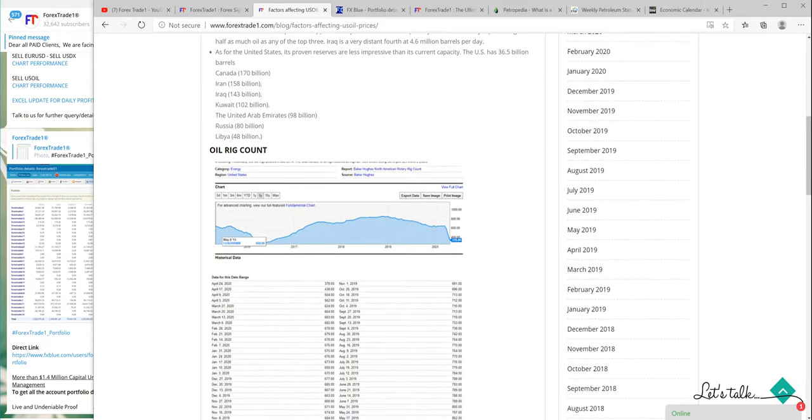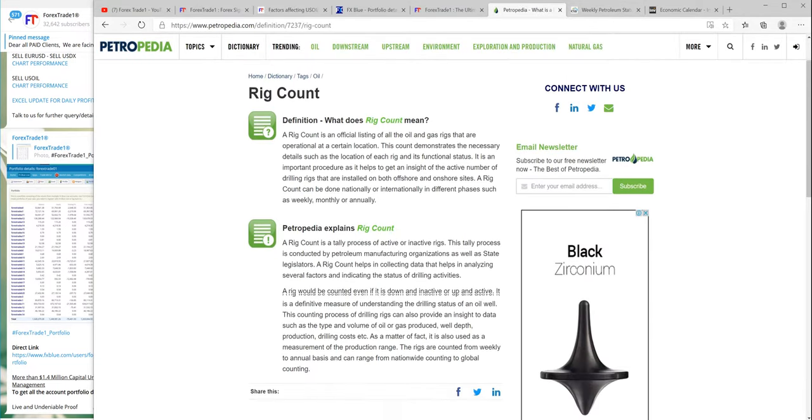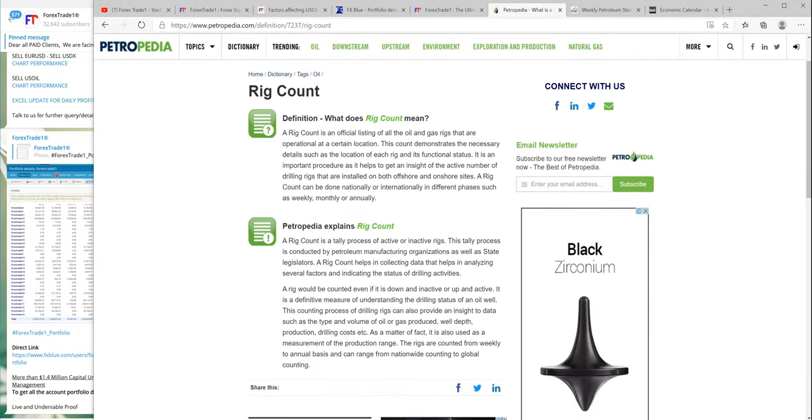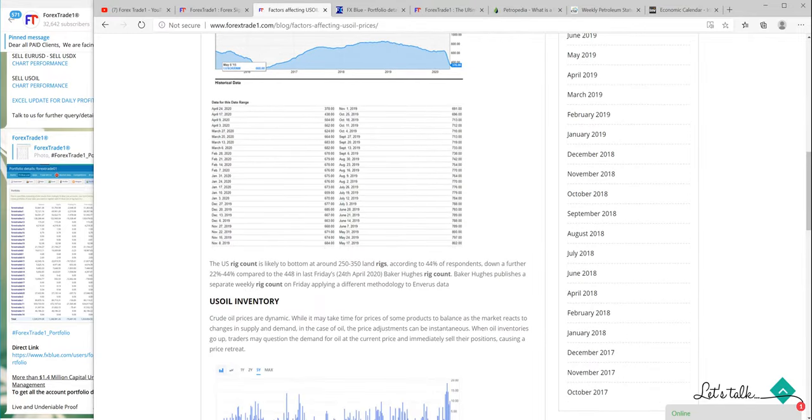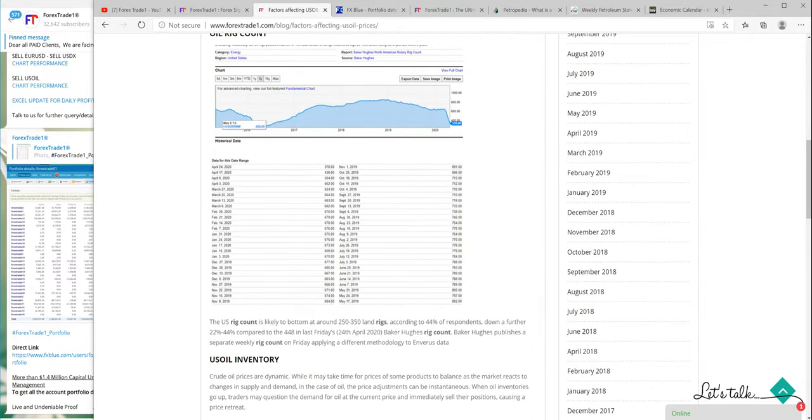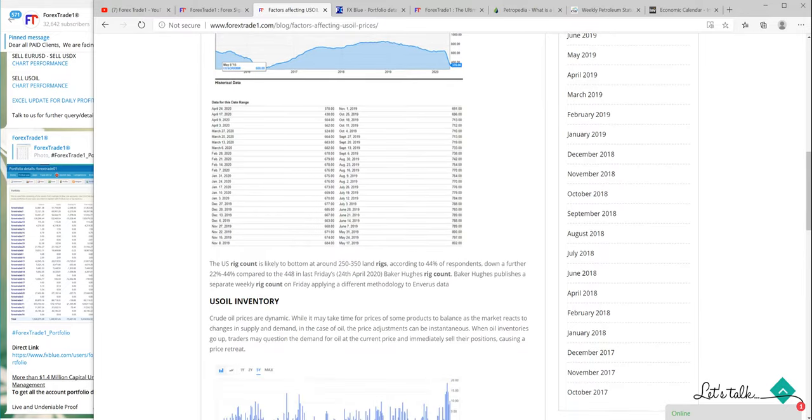The second factor is oil rig count. The oil rig count is an official listing of all the oil and gas rigs that are operational at a certain location. Based on the rig counts, it doesn't affect much, but yes, it affects, so we always take that into consideration. Right now you can see on this screen the rig count has reduced from 800 to 900 down to 370. It's more than 50% lower, and this is one of the big factors that affects US oil.